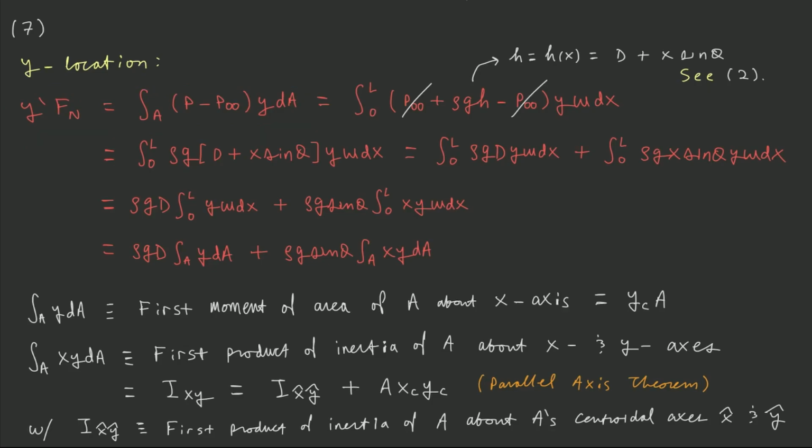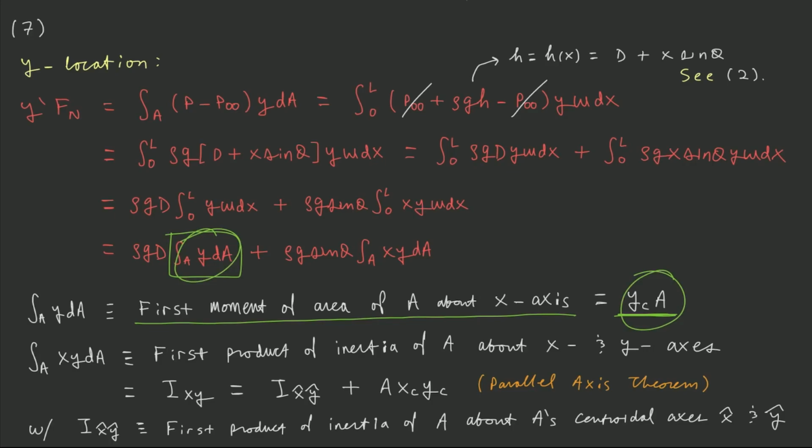So now you can perform integration on this primary expression just as we had previously done with the x location, except now with this particular integration, we end up with two special quantities that we should talk about. The first special quantity is the integral over A of y dA. That is the first moment of area A about the x-axis, and that is equal to the y-coordinate of the centroid of the area multiplied by the area. So you could just take this y_C A and plug it in right here.